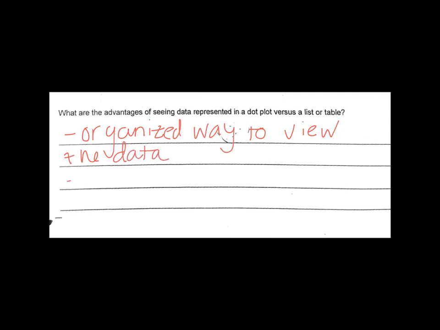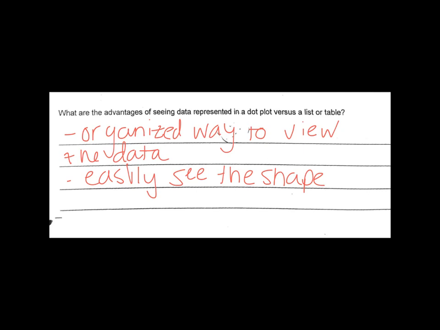So what are the advantages of seeing data represented in a dot plot versus a list or a table? Well, as you can see, the list and the table is not very organized. So a dot plot is an organized way to view the data. We can easily see the shape of the data, which we're going to talk a lot about.